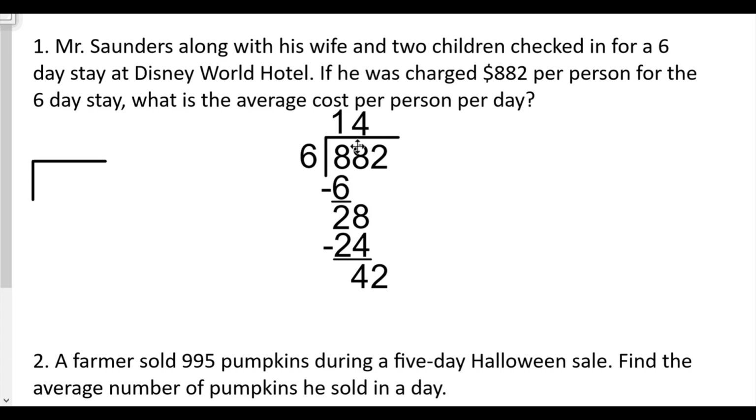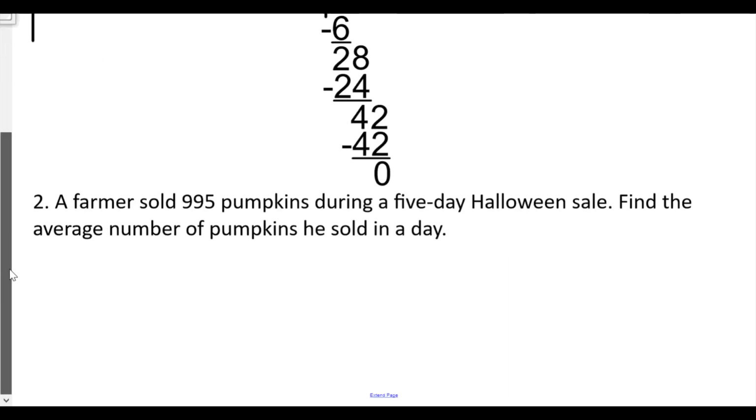And then 42 divided by 6 is 7, because 7 times 6 is 42. Got to subtract that. Line that up, because 42 minus 42 is 0. So it'll be $147 per person. So go ahead and try number 2 now.